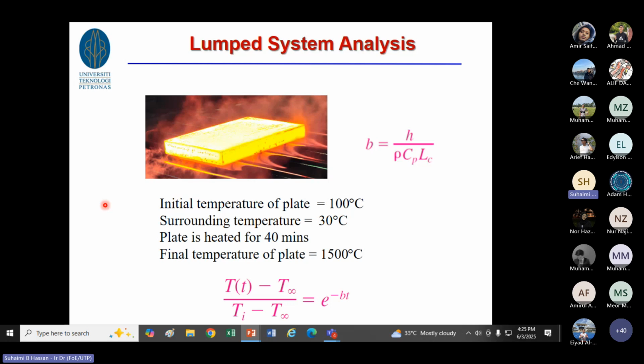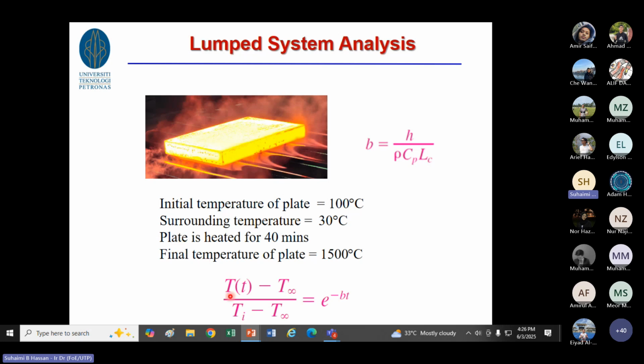And normally they do not give all. One is unknown. That unknown is the question. So they give initial, surrounding, final, determine the time. Or they give the initial, time, final, determine the ambient, or vice versa. Any of the 4, they will ask 1, they do not give all. So this is the example to understand the initial, surrounding, time, and also the final temperature.